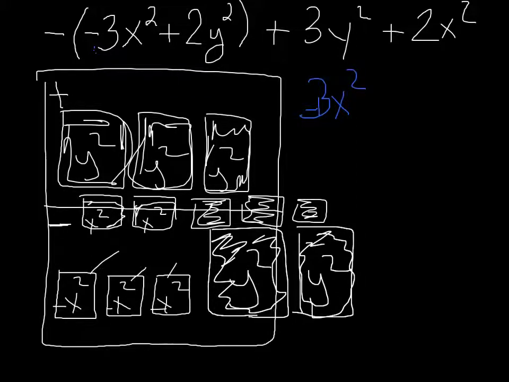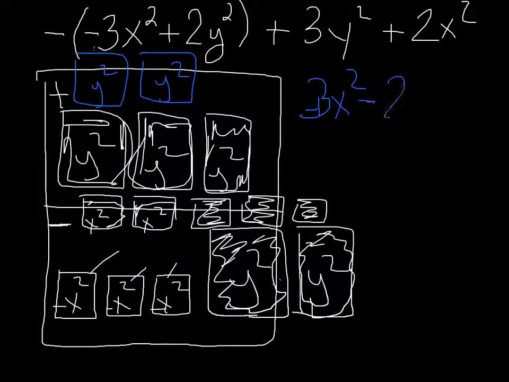Wow, positive 3x squared. Now what are we going to do? We're going to flip the 2 y's, and they're going to go up here. So the 2 y's are now negative 2y squared, so I don't have to shade them in. What happens with everything else? It stays the same. So here we go: plus 3y squared plus 2x squared. Okay?